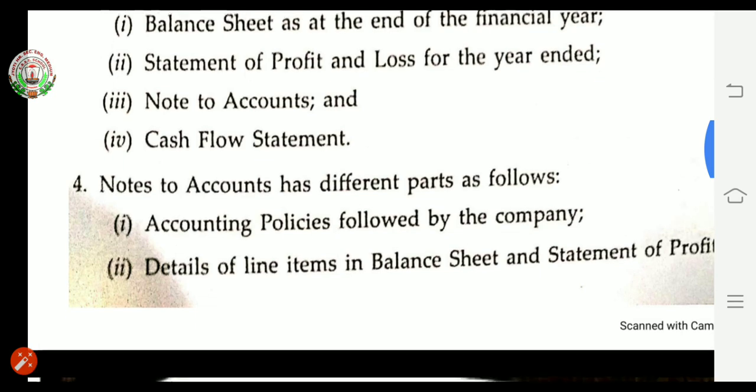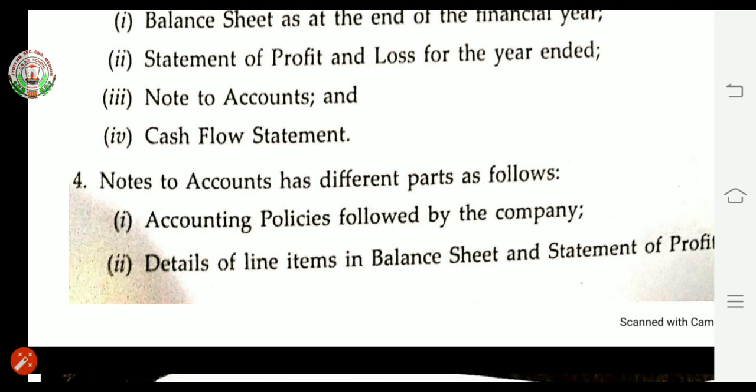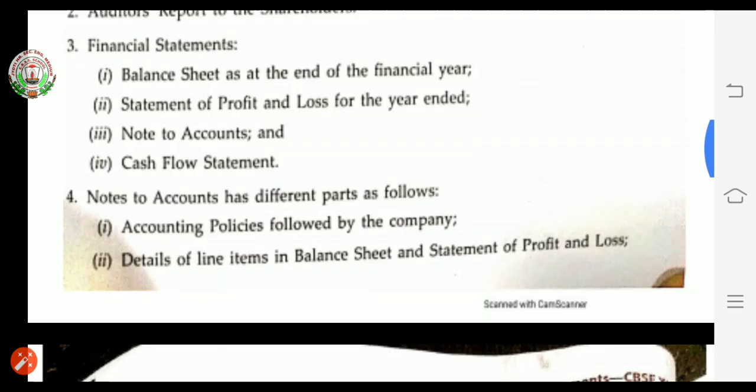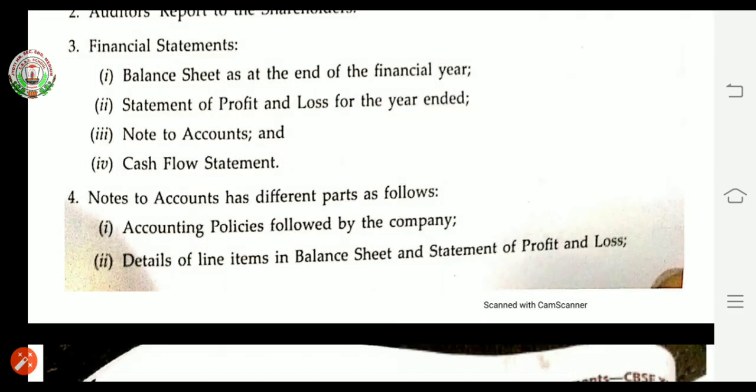Here we are having fourth point, that notes to account has different parts as follows. First, accounting policies followed by the company. Means whichever policies are followed by the company, that will be mentioned here in notes to account. Second, details of line items in a balance sheet and statement of profit and loss.